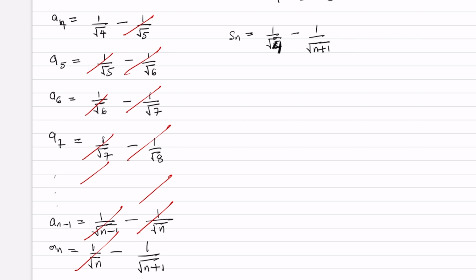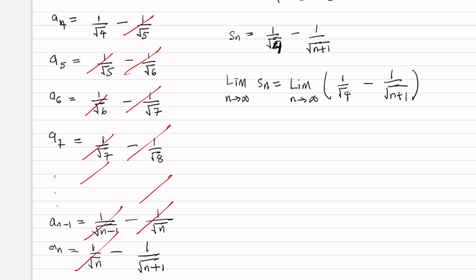Now, how do I determine if the series converges? What am I going to do next to determine if the series converges? Anyone? Oh, thank you. Take the limit. So let's take the limit as n goes to infinity of Sn. So what is the limit, guys? That's the limit as n goes to infinity of 1 divided by square root of 4 minus 1 divided by square root of n plus 1, right?